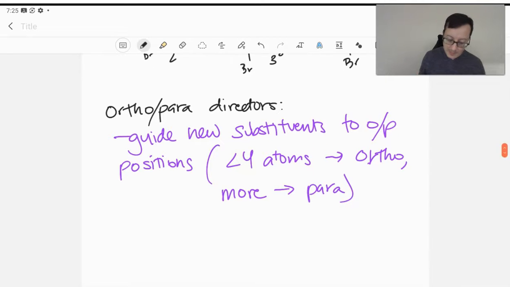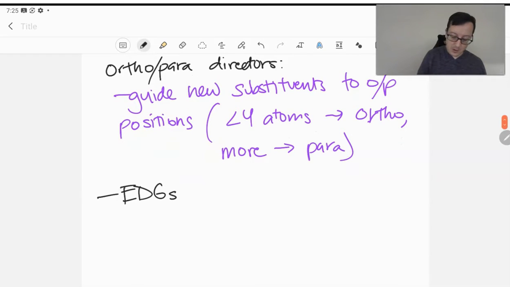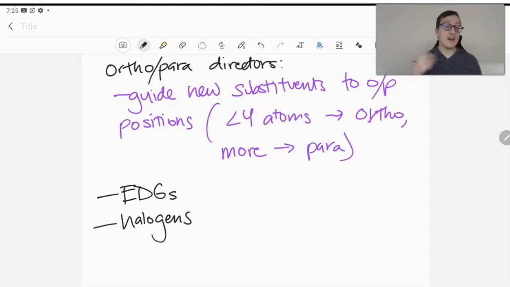And so generally speaking, these will be electron donating groups. We'll go over those further on. And we'll also include halogens here. Because halogens have very high electron density, they can help stabilize those carbocations that will end up on positions next to them. So electron donating groups and halogens will be our ortho-para directors. And we'll talk about those a little bit more in another video.